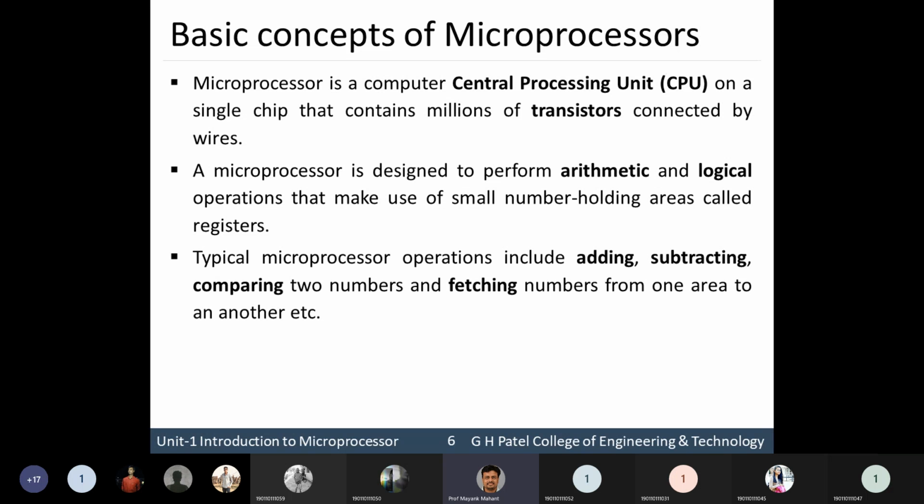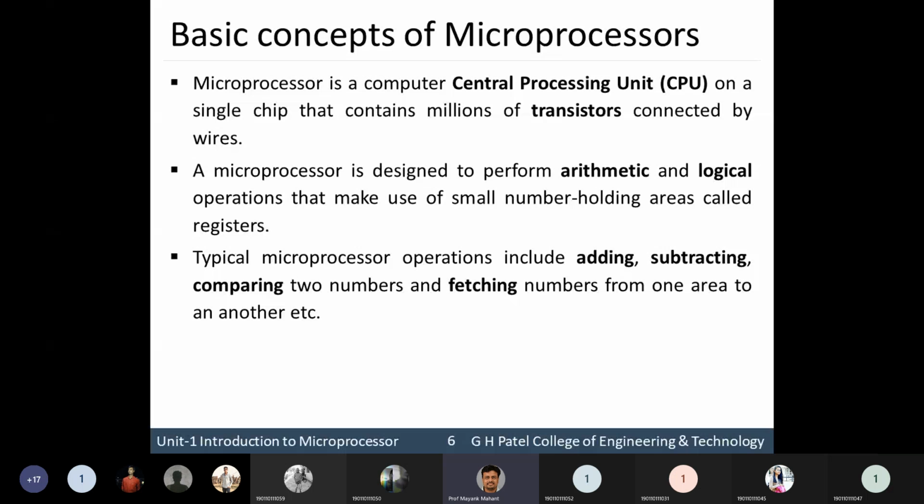So the typical microprocessor operations include adding, subtracting, comparing two numbers, and fetching a number from one area to another area. These are very basic operations that our 8085 used to perform. But nowadays the microprocessors can perform very complex tasks also.